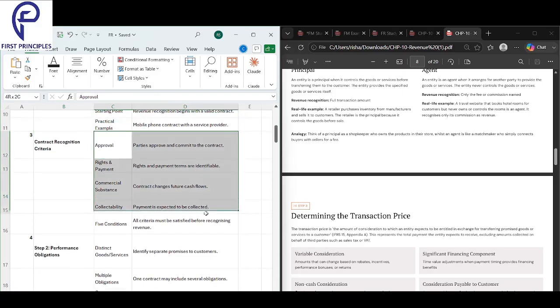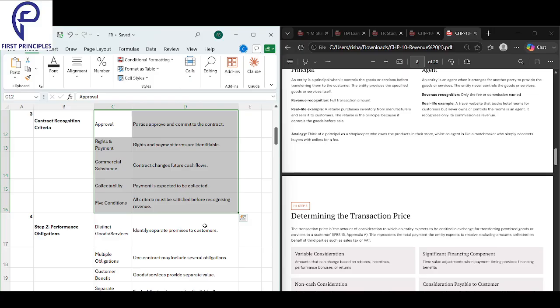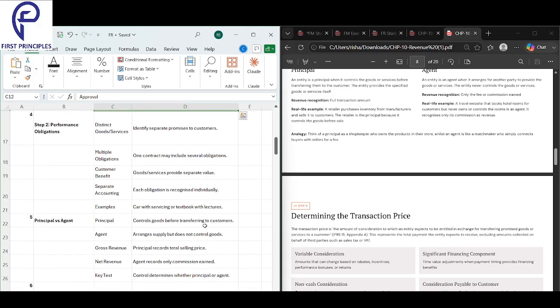Next, how do you identify whether there's a contract or not? First of all, both the parties should have approved. Second, rights and payments are identifiable. You know what each party is going to do and how much each party is going to get paid. There should be a commercial substance, that the contract will change the cash flow of the organizations, inflow for one, outflow for the other. Collectability, the payment is expected to be collected. If not, you cannot recognize revenue. 5 conditions, all the criteria must be satisfied before recognizing revenue. If any one of them is not met, then you cannot recognize revenue.